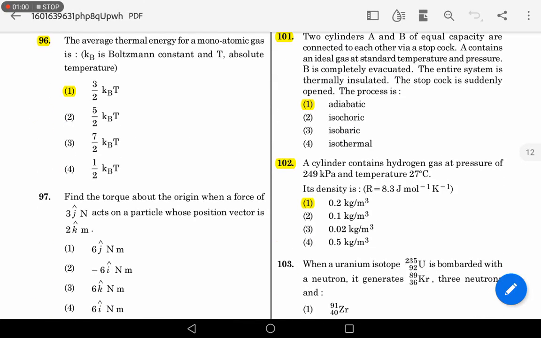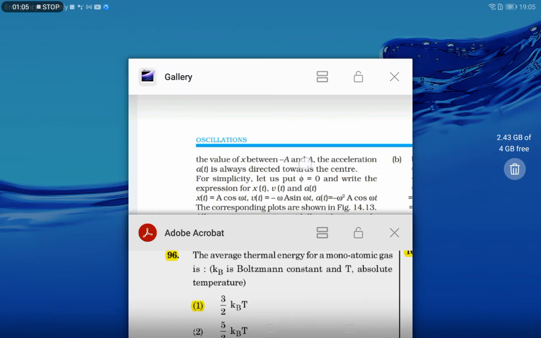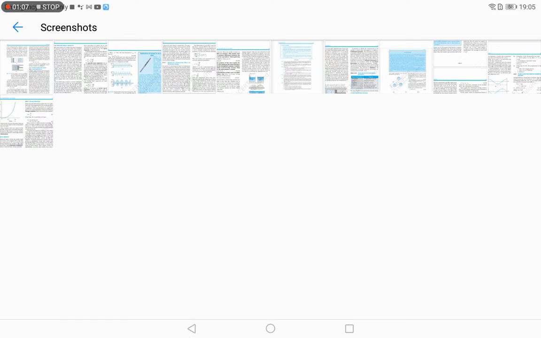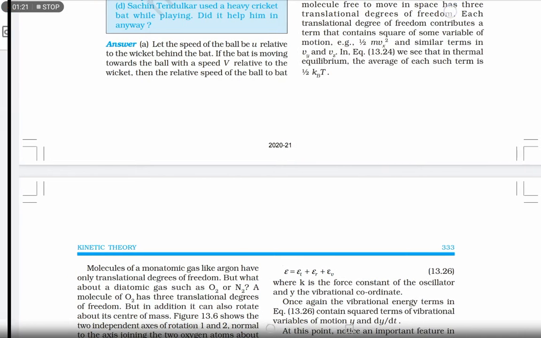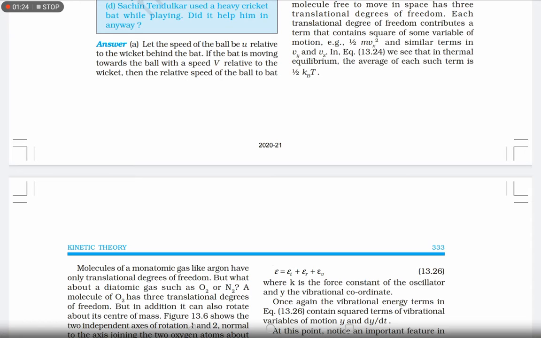Next question, the average thermal energy for a monoatomic gas is. So for this, again I'll show you a direct statement from NCERT. And this is the statement. Now we can see that a molecule free to move in space has 3 translational degrees of freedom, and we can see that in thermal equilibrium the average of each such term is half kBT.